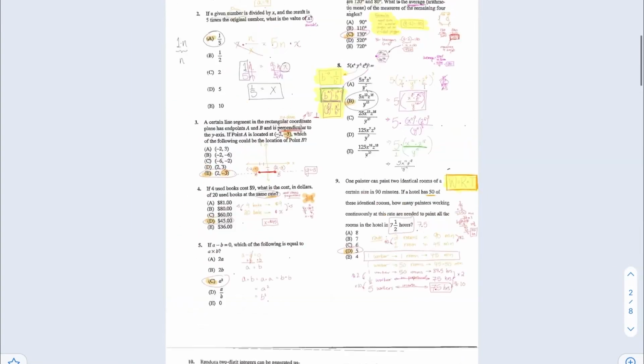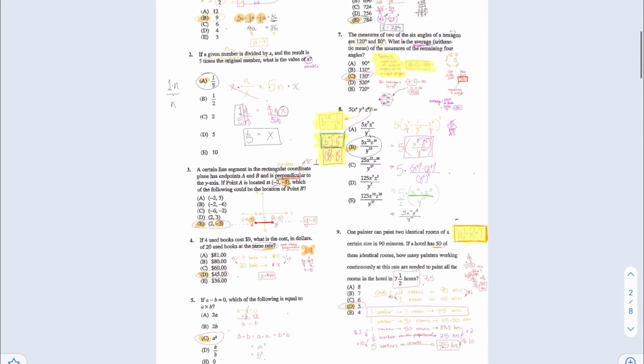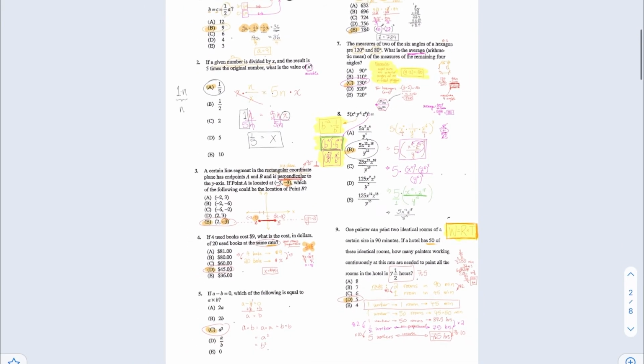All right, and here's the summary for this page.